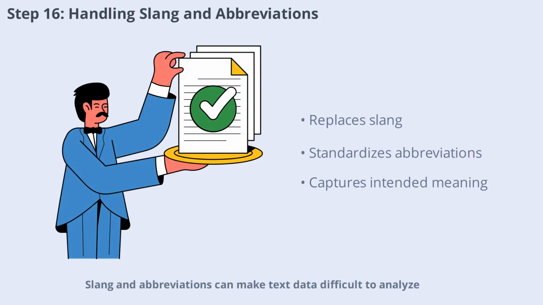Slang and abbreviations can make text data difficult to analyze. Replacing these with their standard forms helps ensure that the text is consistent and that our analysis captures the intended meaning. This step is particularly important for social media or user-generated content, where informal language is common.